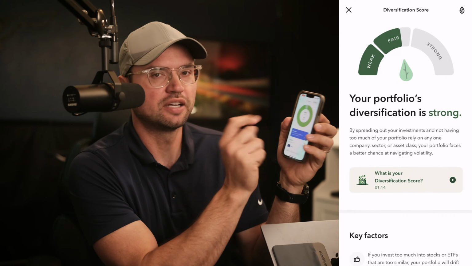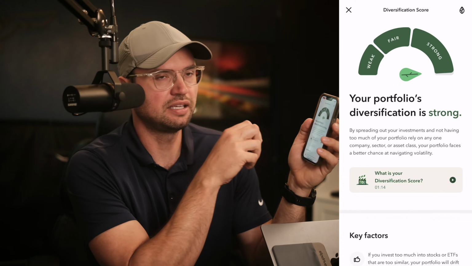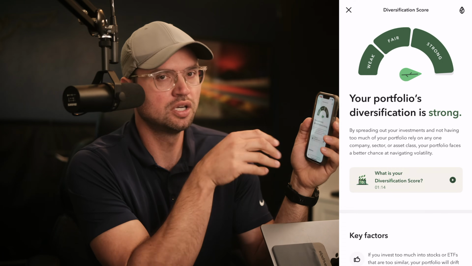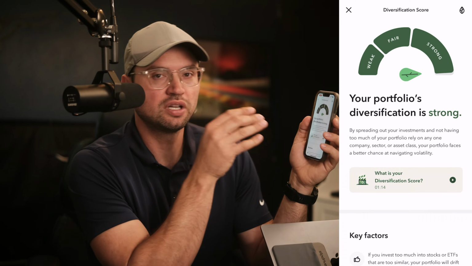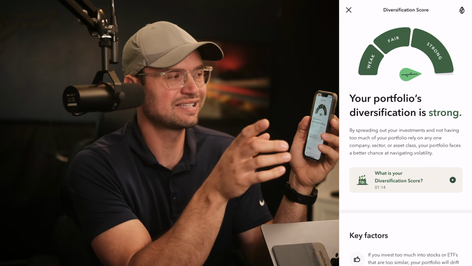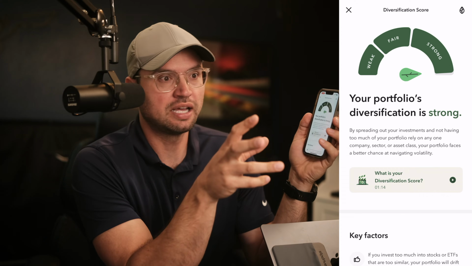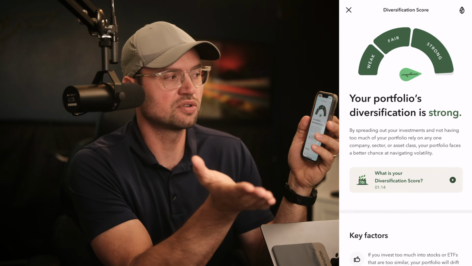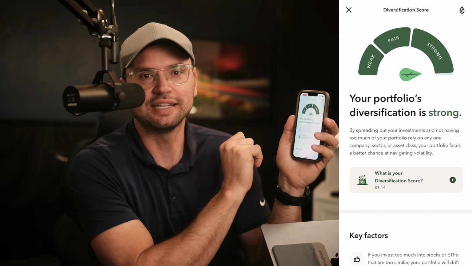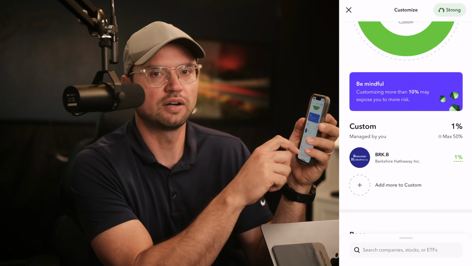And then up here on the top right corner, if you're curious what strong means, basically they're giving us a diversification score. And I'll bet the more individual stocks we pick, the lower our score is going to be. So it's going to say, hey, because you're so pigeonholed now into Berkshire Hathaway stock, your score is going to go down. Look at that. It's even a cute little leaf that gives us the chart indication. All right, let's go stock hunting.